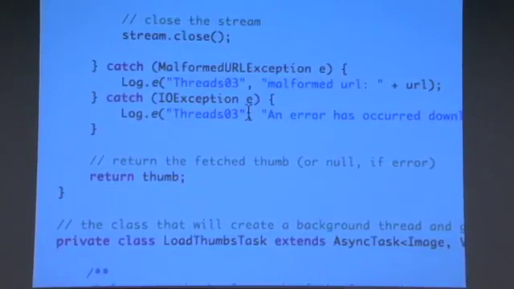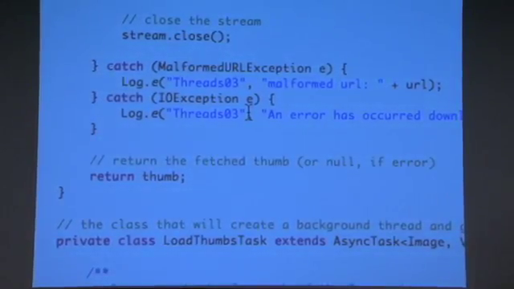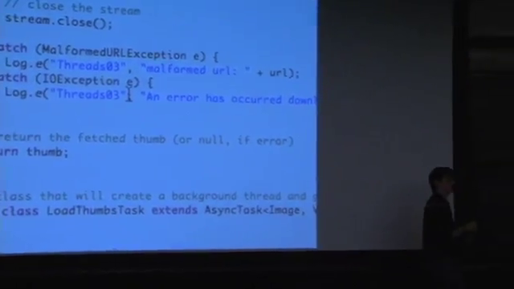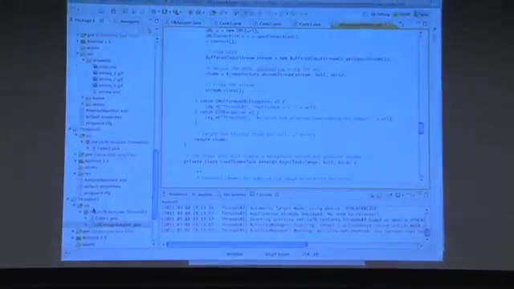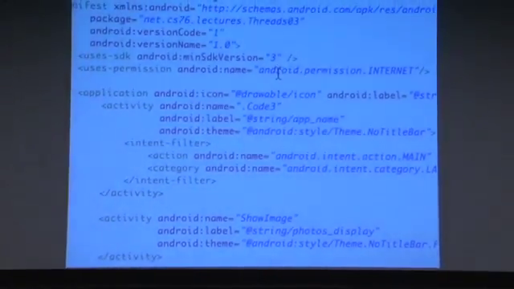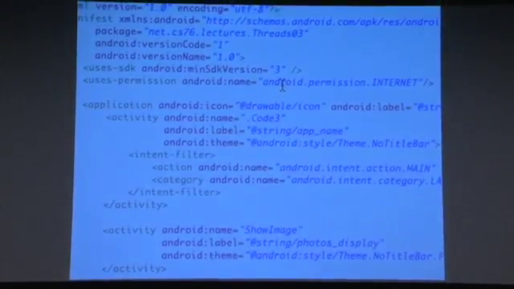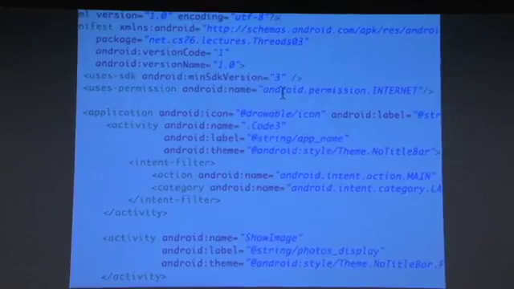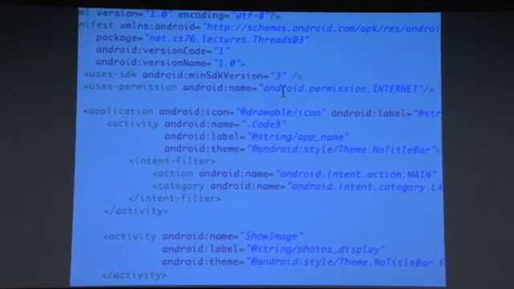So if there happened to be a problem, like say there was an I/O exception or the URL happens to be malformed, and by the way, I'm going to give you a big hint right now. If you are doing anything with the internet in your application, you must make sure to include the internet permission in your Android manifest. If you don't do this, it will fail silently, and you will get I/O exceptions all over the place, and you will tear your hair out trying to figure out why on earth, when you know that this URL exists, it keeps giving you these problems. So make sure that you update your manifest if you require special permissions.